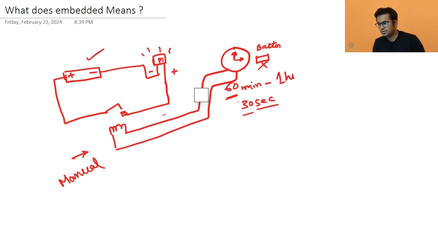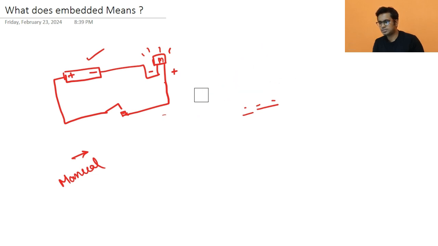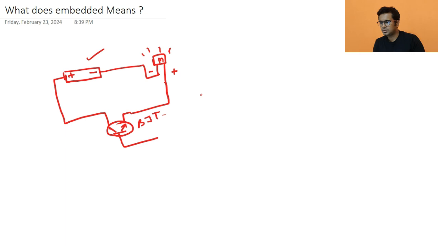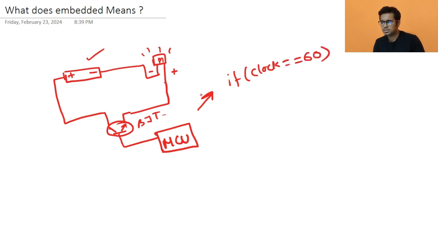So now what we do, we make a logical circuit. We remove the entire clock from the scenario, and we introduce a small transistor in the circuit like this, which is nothing but a switch. This is a BJT, and this BJT we operate from an MCU, and in the MCU we write a simple program: if clock equals 60, let's say this is P1, then P1 equals high.